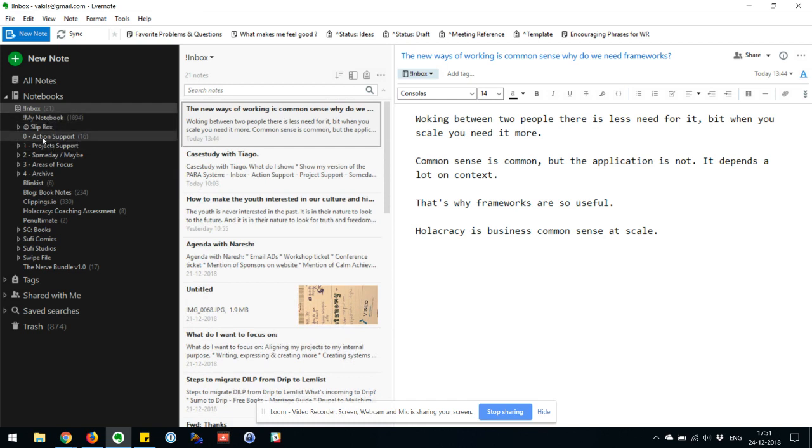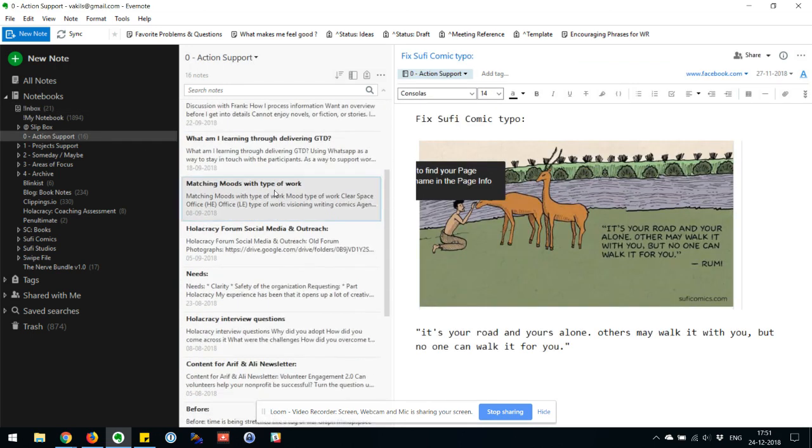The next stack here is action support, and as this suggests, this is basically single notes that are related to an action. So rather than putting it as a project, it just made sense to have a different kind of notebook for it, a different kind of level. So that is where action support is.